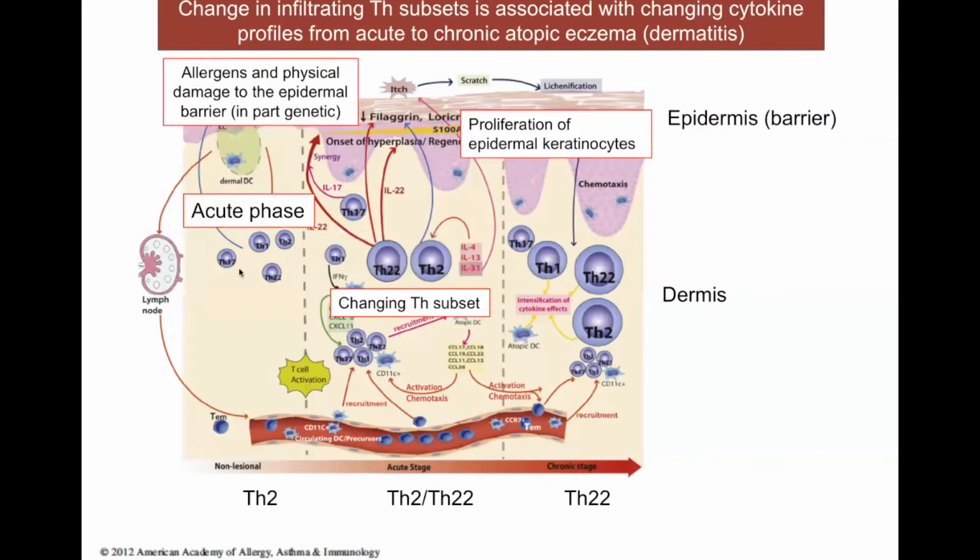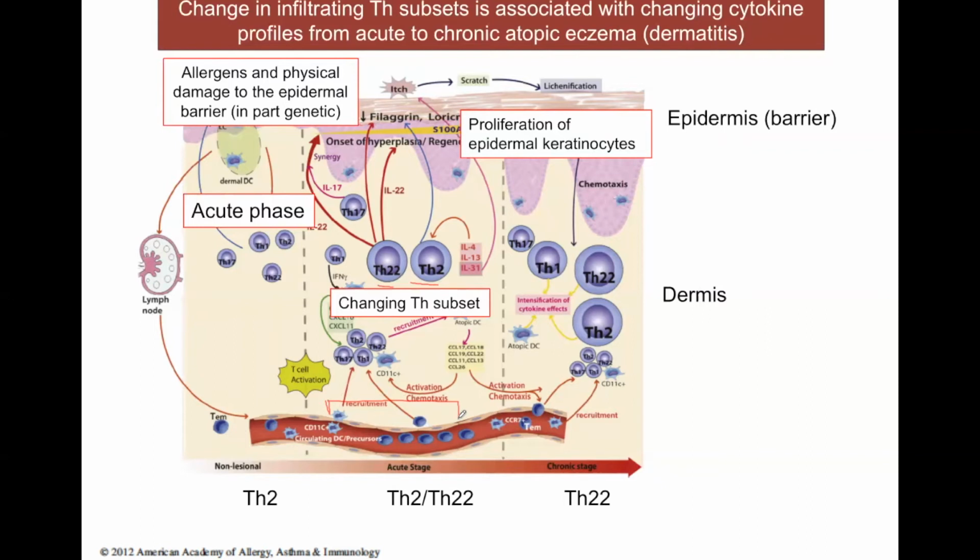In the acute phase, we start to see allergens and physical damage to our epidermal barrier. This is through itching, scratching, possibly infection. And now we see our first changes in our T helper subsets. We now start to see the predominance of our T helper 22 and T helper 2 subsets. We're seeing lots of interleukin 4 and so on. We're starting to produce antibodies which will be used to fight the infection, to turn on our innate immune cells. We're seeing recruitment from the circulating immune cell compartment in our blood. So now we're seeing a huge influx of innate and adaptive immune cells.